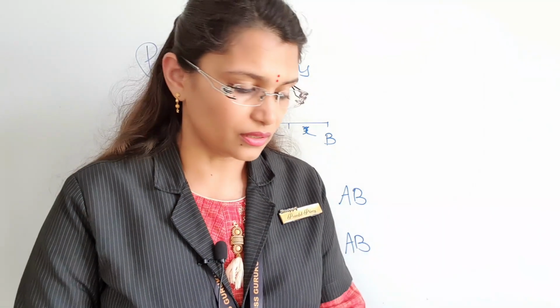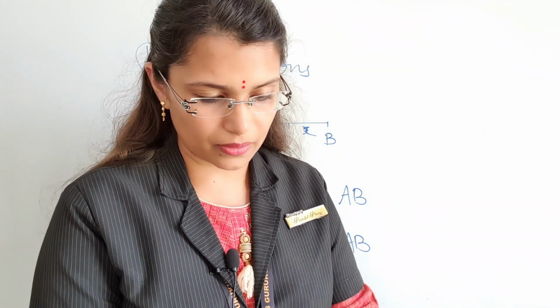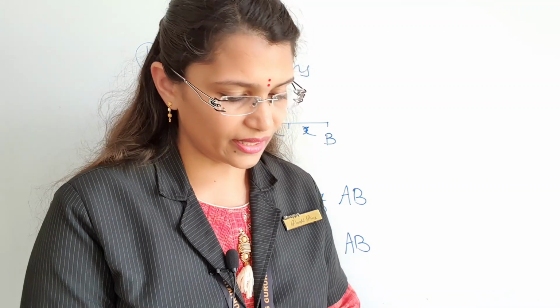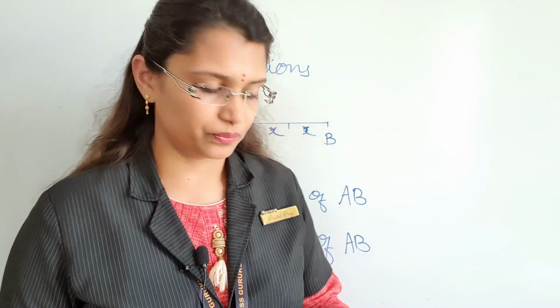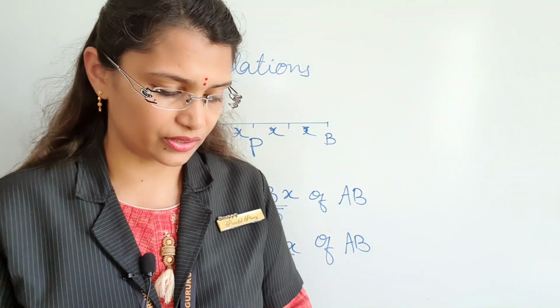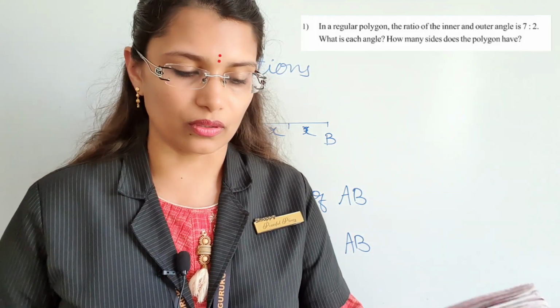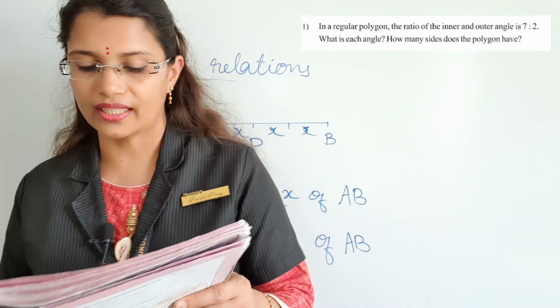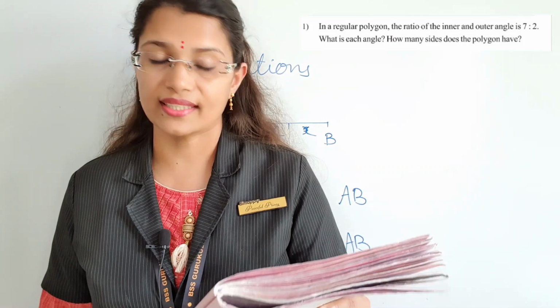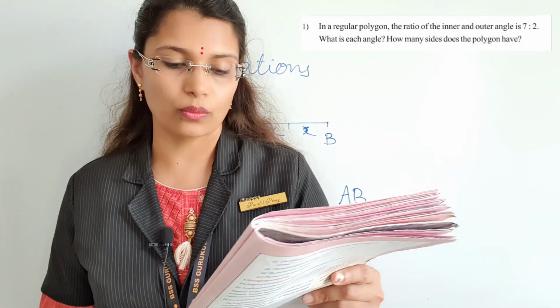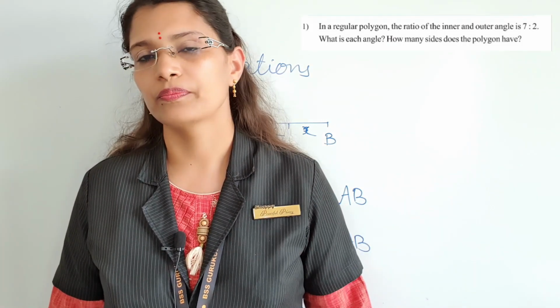Okay. So children, take page number 138. Some problems are there. We will do that now. The first question: in a regular polygon, the ratio of the inner and outer angle is 7:2. What is each angle? How many sides does the polygon have?